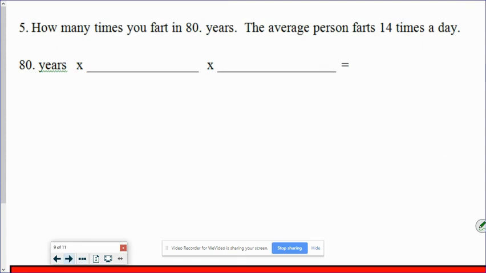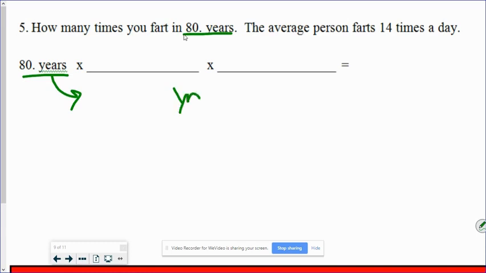All right, here's an interesting one. Why don't you see if you can set it up, pause the video, see if you can set it up, and turn it back on when you need some assistance. So in this one, we're given 80 years. So we did, in fact, start with 80 years. And it wants to know how many times do you fart in the 80-year period. So whatever the label is here, it must go down there. So years go down here.